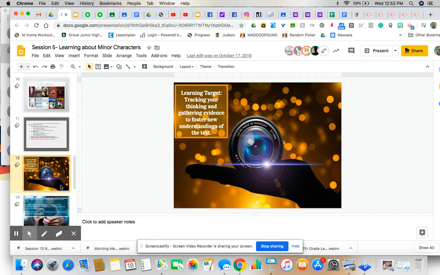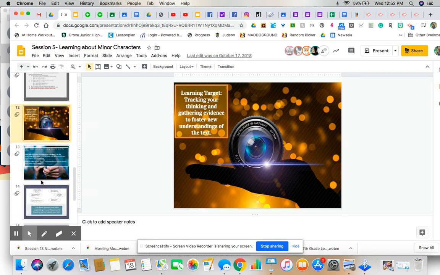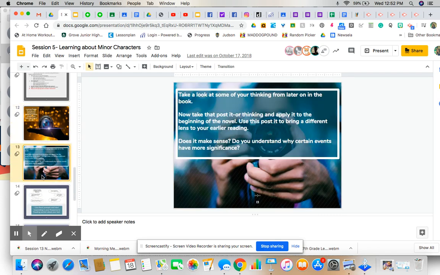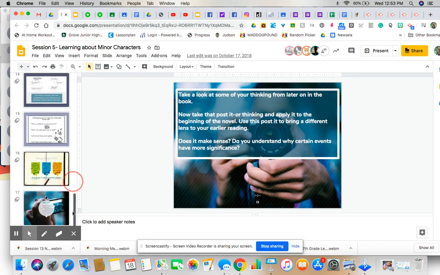Remember, your learning target is tracking your thinking and gathering evidence to foster new understanding of the text and really understanding that minor characters make a difference. And you're going to take a look at some of your thinking from later on in the book. And I want you to take the Post-it or think about it and apply it to the beginning of the novel. Use this Post-it to bring a different lens to your earlier reading, really thinking about that minor character, right?